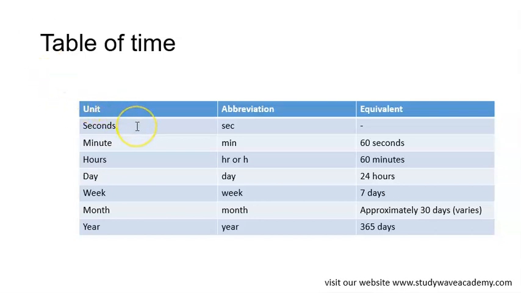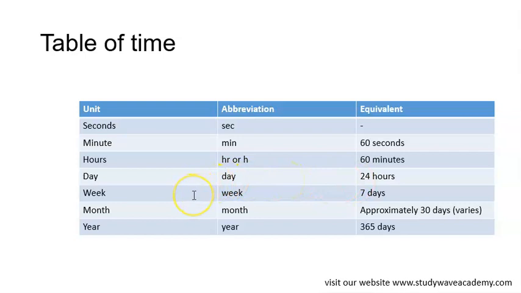We have the seconds, and it can be abbreviated as sec. We have the minutes, which can be written as min, which is 60 seconds. Okay? 60 seconds make 1 minute. We have the hours, and 60 minutes makes 1 hour, okay? Then we have day, and 24 hours make 1 day.